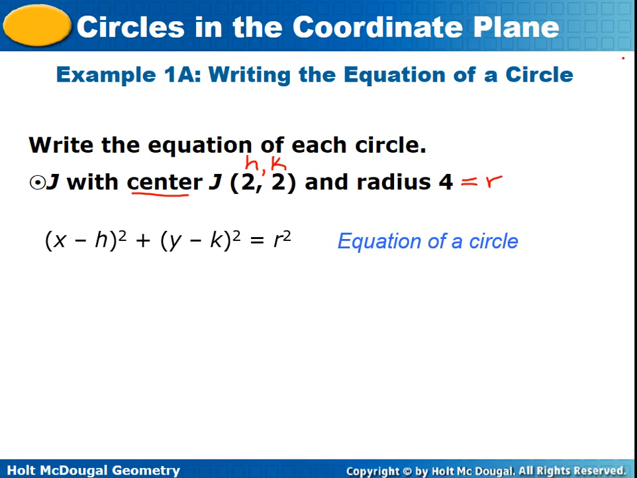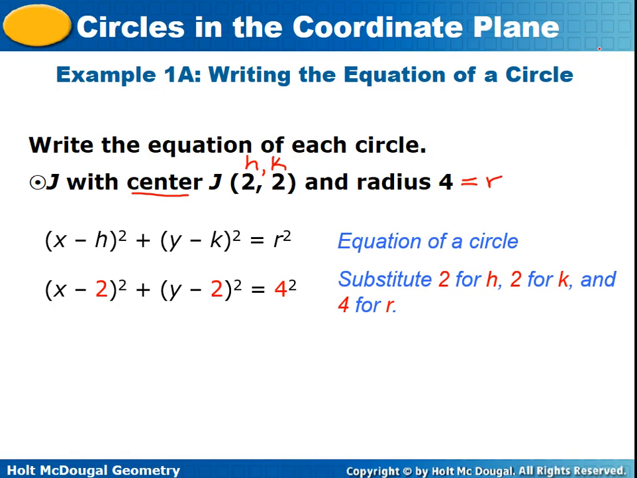So now all we're going to do is plug those values into the equation. And when we do that, we get (x − 2)² + (y − 2)². Remember, the equation has a minus in it, equals 4². So if we simplify that, really the only part of this that we're going to simplify any more than it already is, is the 4 squared, and that's going to be 16.